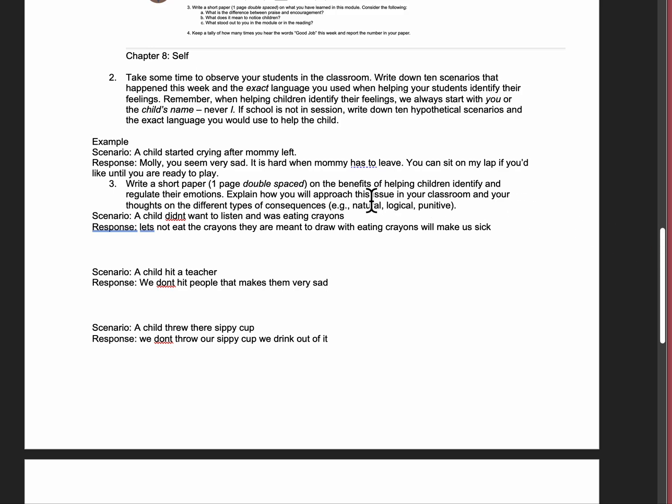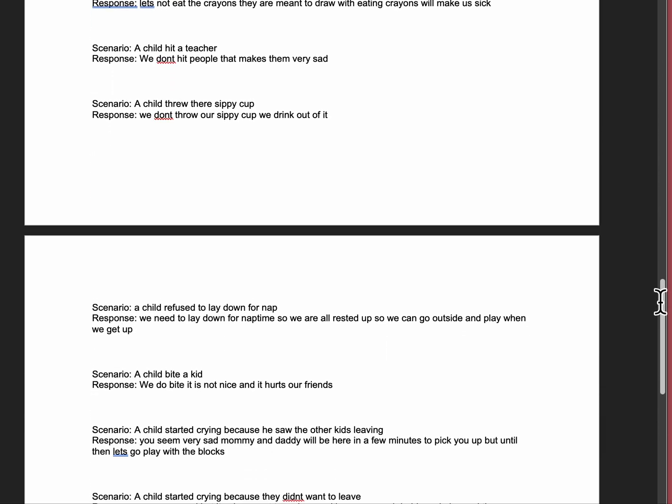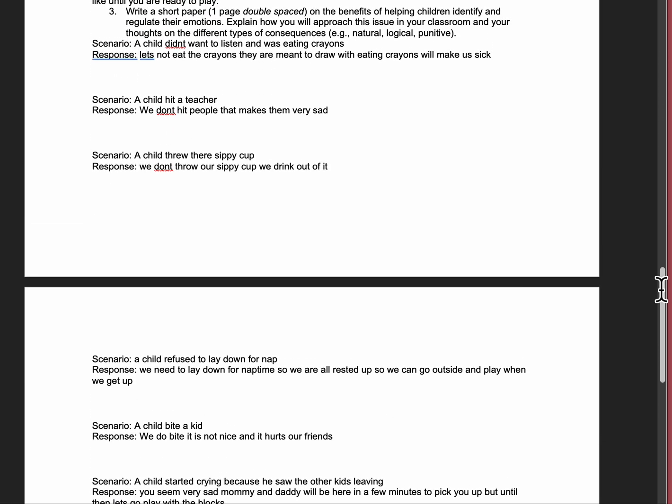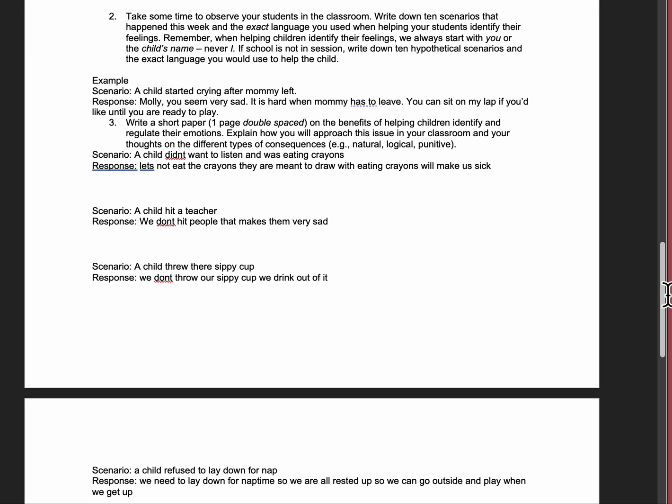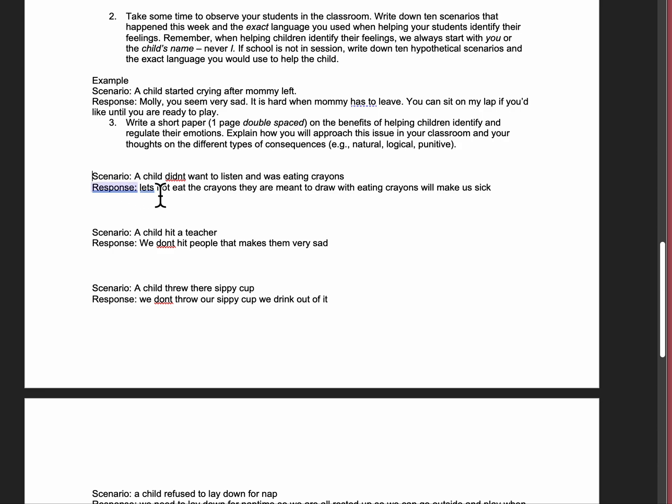So your scenario here is that a child, looks like the first one, was a child didn't want to listen and was eating crayons. A child didn't want to listen is why I want you to go back into the module and look at all that again, because it does go into what very, very young children are able to do and not do as far as, quote, listening. A lot of times when we say they don't want to listen, what we mean is they're not doing what we ask them to do, or stopping doing something we ask them to stop doing. So I just want to make sure you go back in and look at that again.